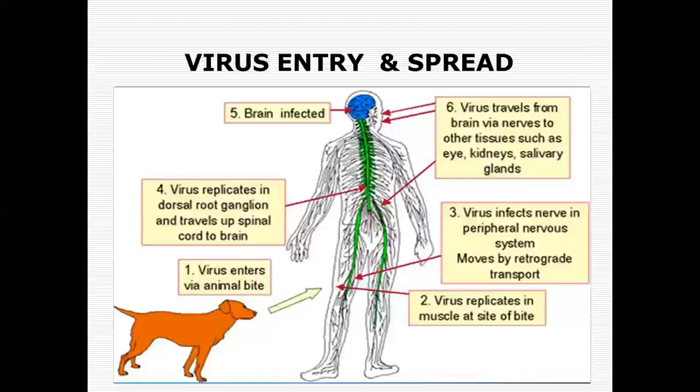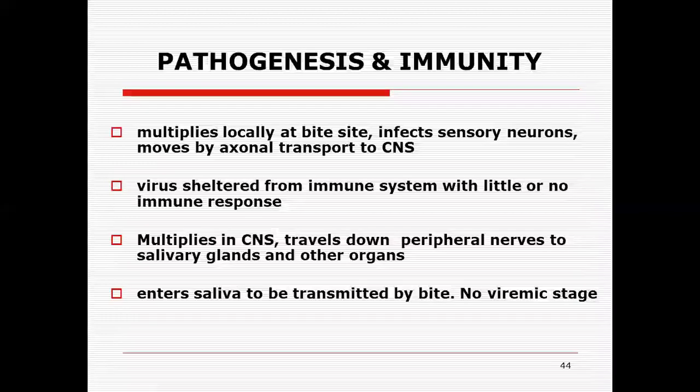The virus, after entrance at the bite, multiplies locally at the site of the bite. And then after multiplication, it infects the sensory neurons and moves to the central nervous system with the help of axonal transport. The virus is sheltered from the immune system with little or no immune response because the virus never enters the bloodstream.